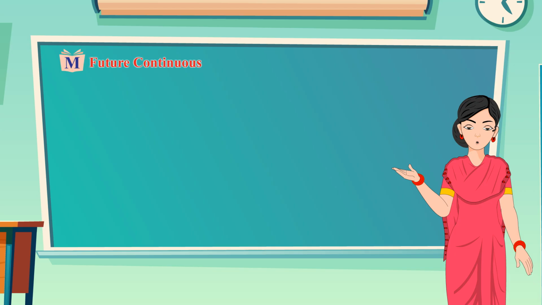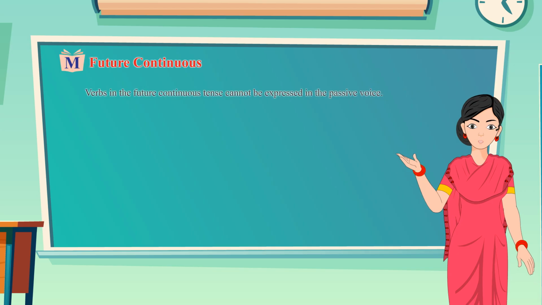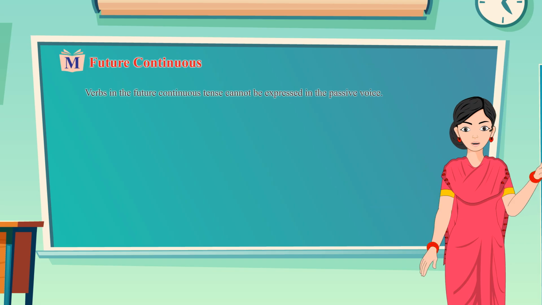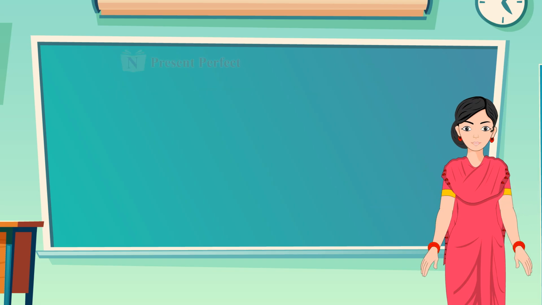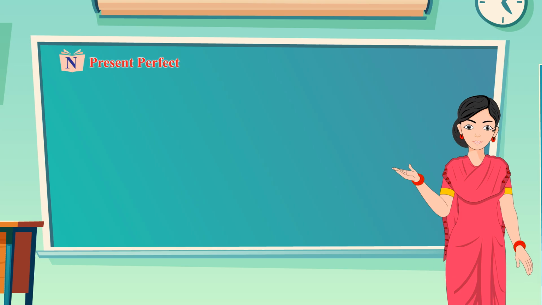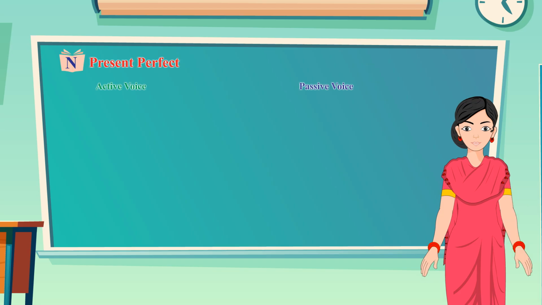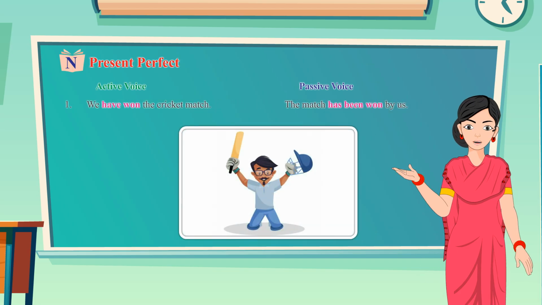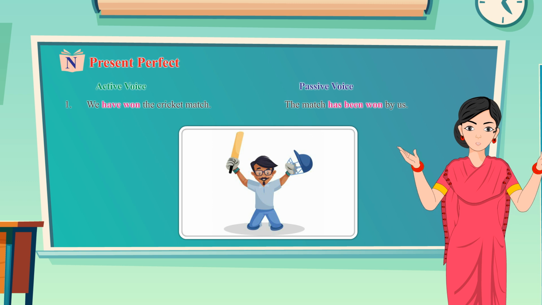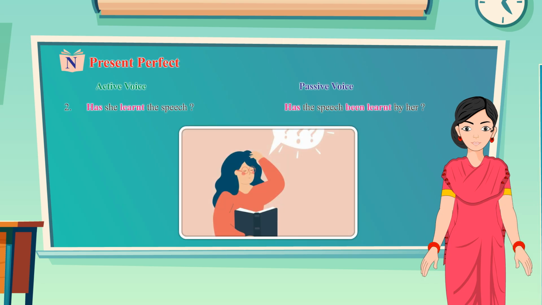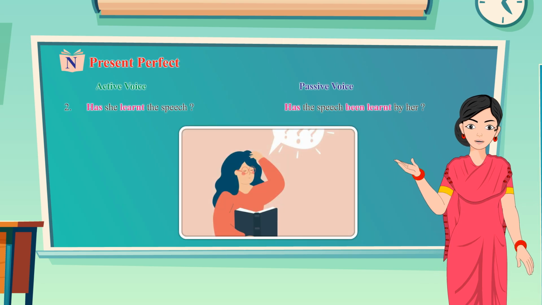O. Past perfect. 1. We had finished the work before sunset. Active. The work had been finished by us before sunset. Passive. 2. Had they already repaired the cars? Active. Had the cars been already repaired? Passive. Active voice: had plus past participle form of the verb, had finished. Passive voice: had plus been plus past participle form of the verb, had been finished.